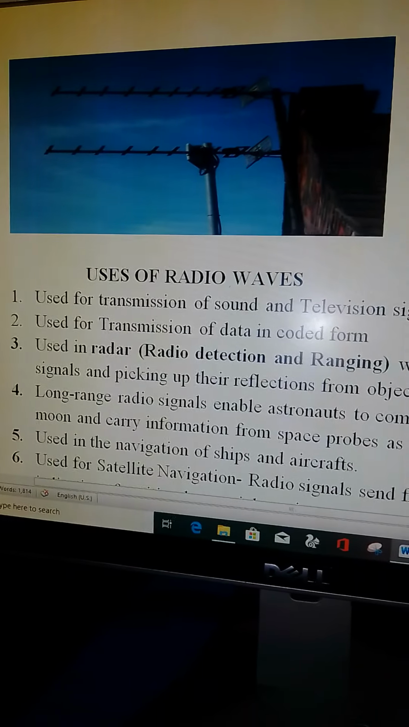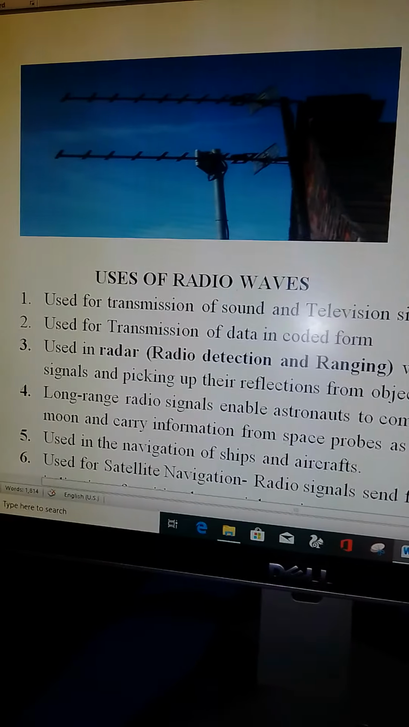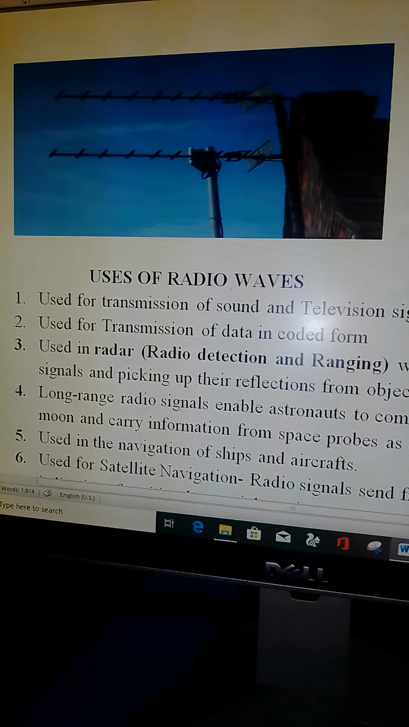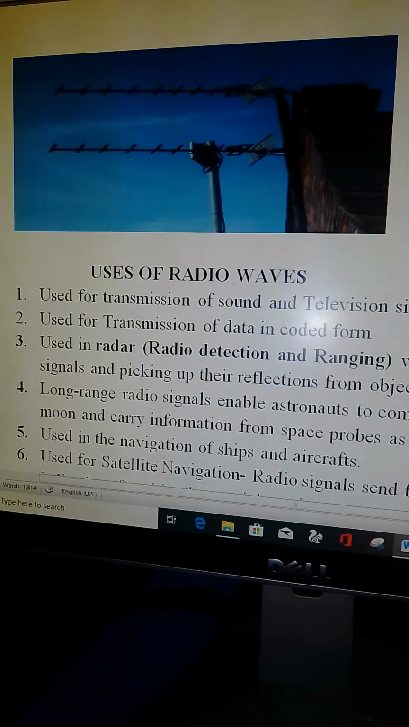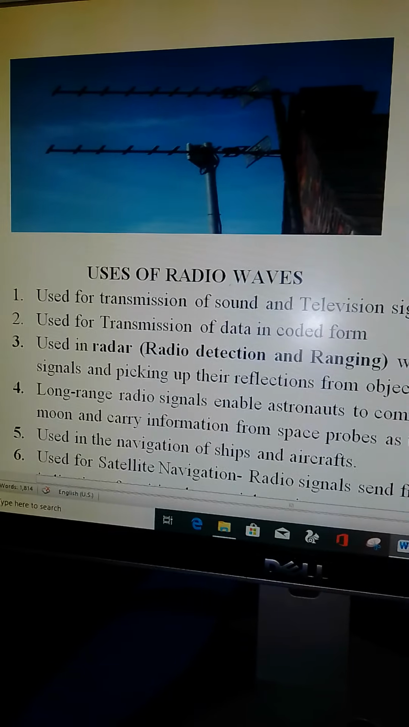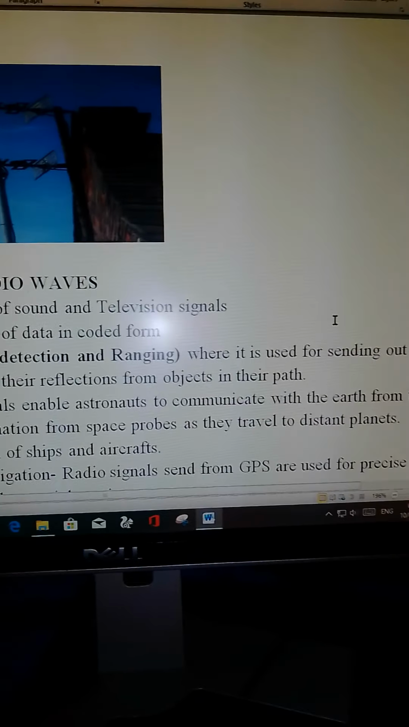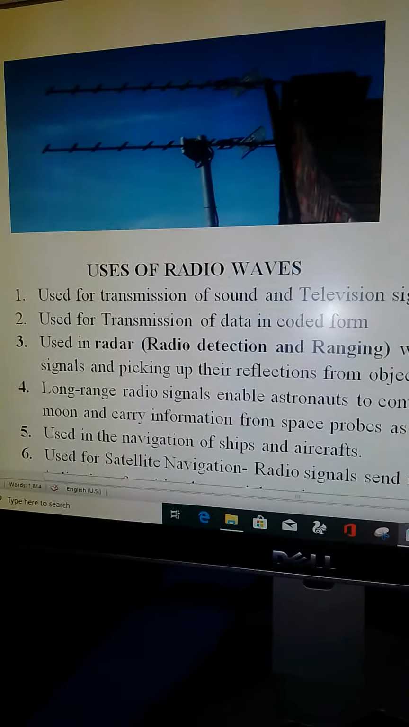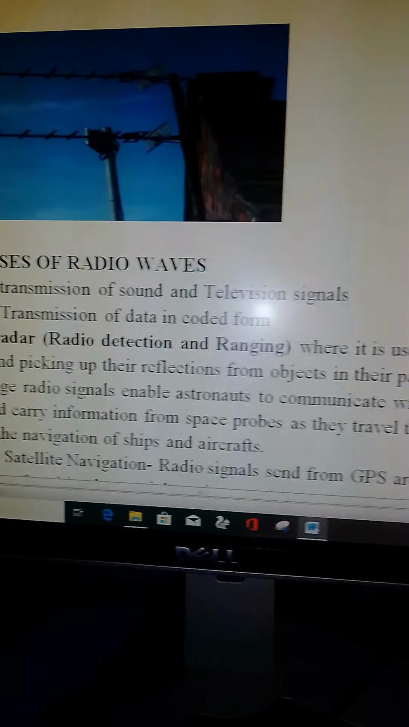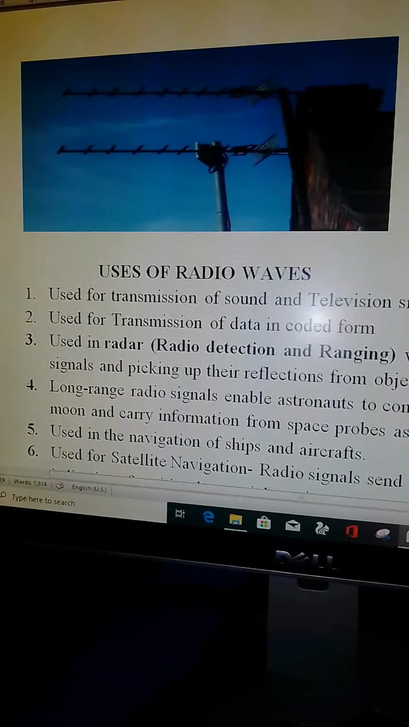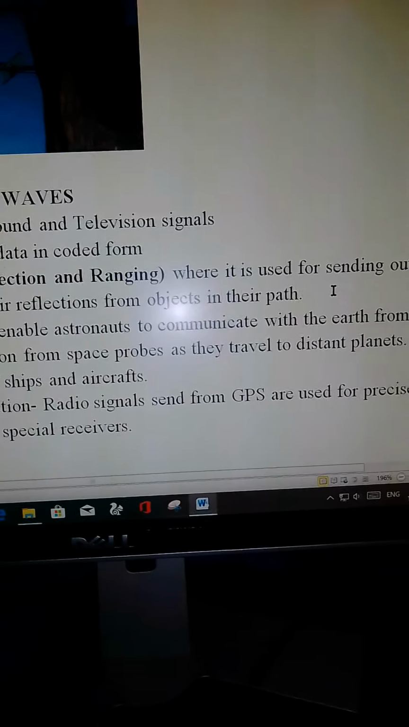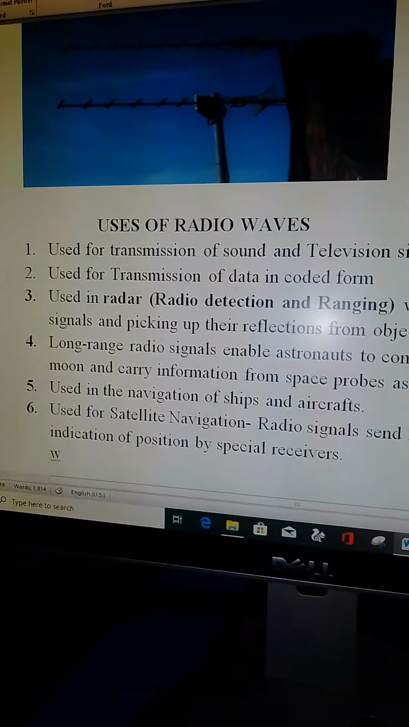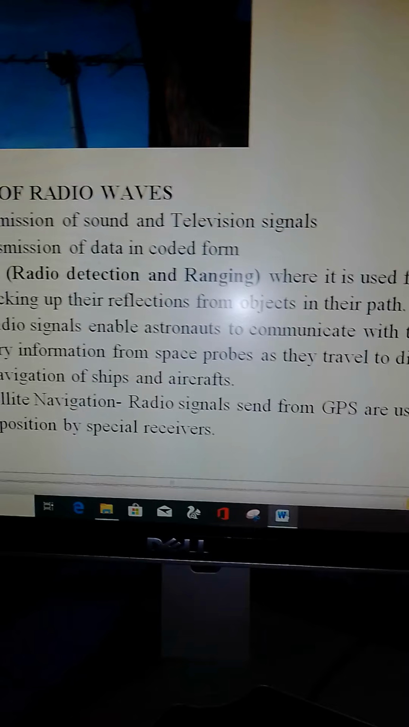First, radio waves are used for transmission of sound and television signals. Also, radio waves are used for transmission of data in coded form. Also, they're used in radar, that's radio detection and ranging, for sending out signals and picking up their reflections from objects in their path. Long-range radio signals enable astronauts to communicate with the Earth from the Moon and carry information from space probes as they travel to distant planets.